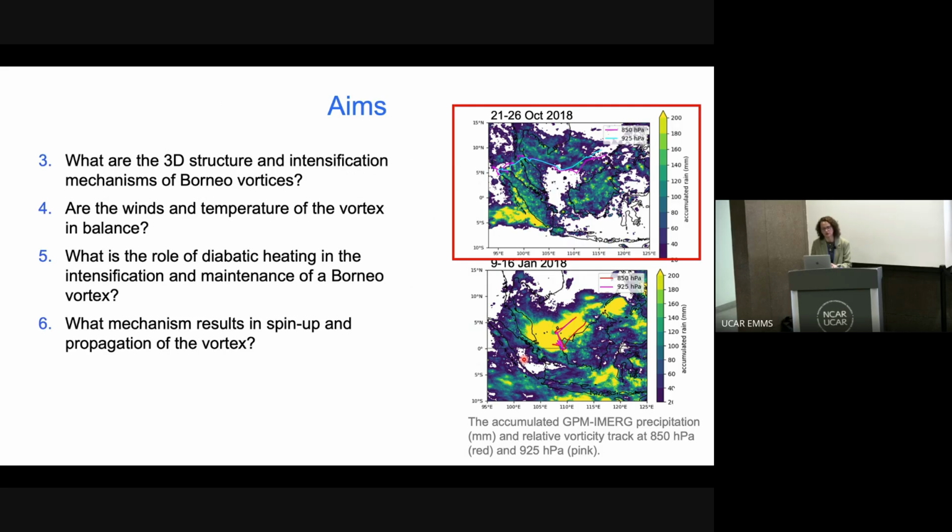And then we want to focus on one particular case, and this is the one shown here, where a Borneo vortex moved in an east-westward direction through the South China Sea. We want to look in more detail at the three-dimensional structure of the vortex, investigate if the winds and the temperature are in balance, what the role of diabatic heating was during this case, and what the mechanism was for the formation of the vortex, its spin-up, and its propagation.